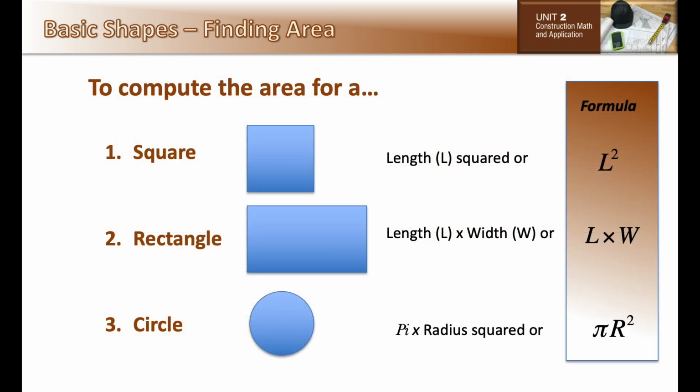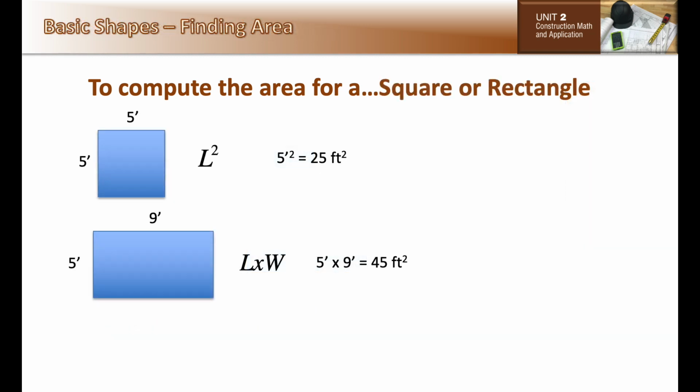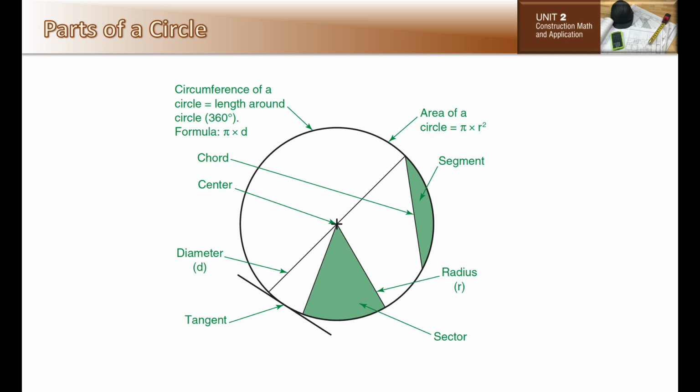Basic shapes, finding the area. A square and a rectangle should be self-explanatory. A circle is pi times the radius squared. Additional characteristics of a circle are shown here. The circumference is the distance around the circle. The diameter is the length of the line running between 2 points of the circle passing through the center. The radius is 1/2 the length of the diameter.